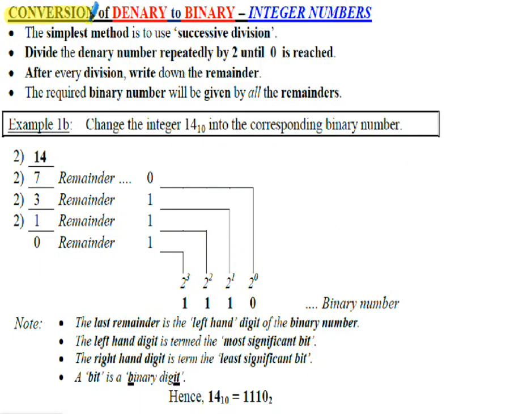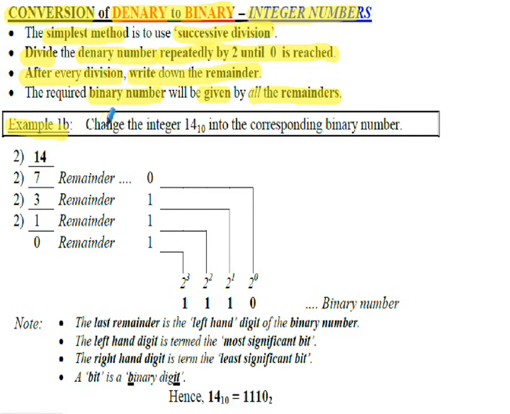We're going to look at the conversion of denary to binary for integer numbers initially. The simplest method to use is one of successive division. What we're going to do is divide the denary number given repeatedly by 2, the base, until 0 is reached. After each division, we're going to write down the remainder under a column heading, as will be shown below. The required binary number will then be given by all the remainders. This process is shown now in example 1b.